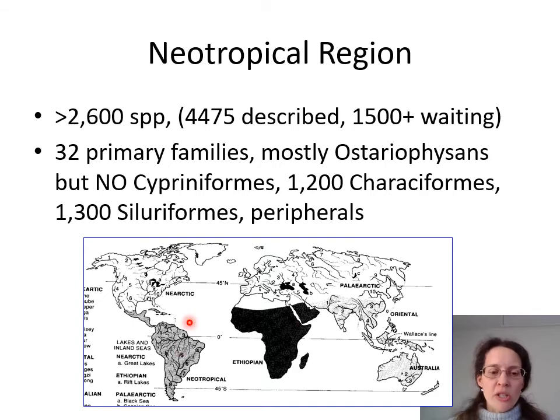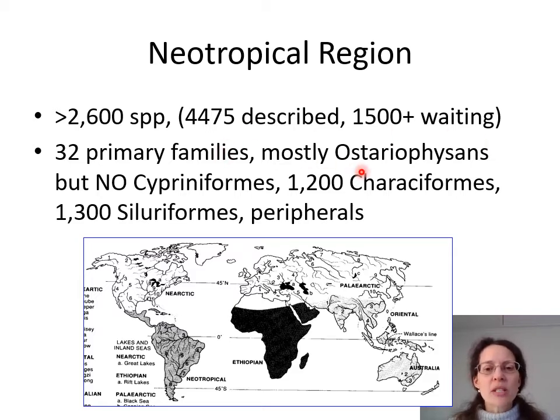Now the Neotropical region, so this would have historically shared borders, right? They would have been together. So this is South America, over 2,600 species, and it varies on that. Your book says over 4,000 have been described, and there's 1,500 waiting to be described. That means that we just don't have an official scientific description and scientific name given to all of them yet. South America has the largest freshwater fauna in the world, and we're exploring that and trying to figure out all of the different pieces of it.